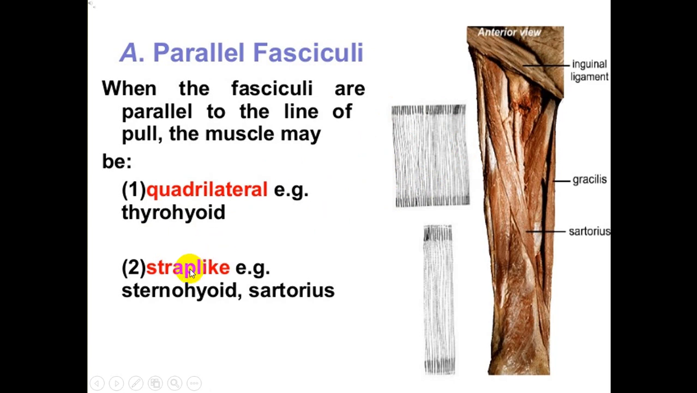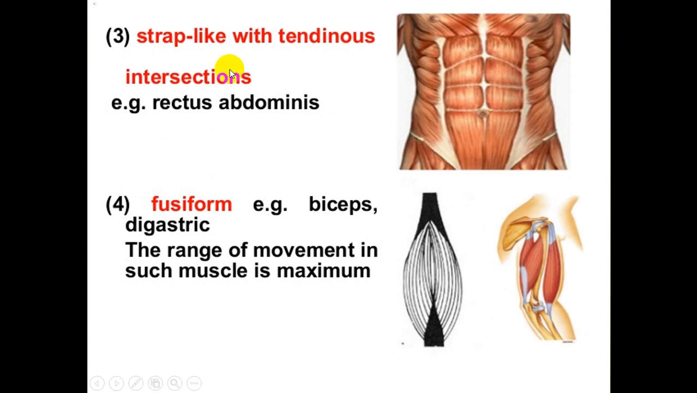Then the second category is strap-like muscles, which have length way more than the width of the muscle, and they are also called ribbon-like muscles. And the line of pull is parallel to the arrangement of muscle fibers. Examples are sartorius in lower limb, sternothyroid in head and neck. This third category can also be included in the same group of strap-like muscle, but it has tendinous intersections which interrupt and divide the muscle into multiple bellies.